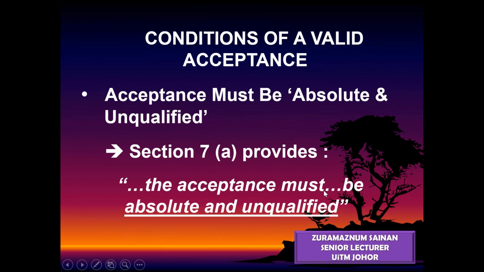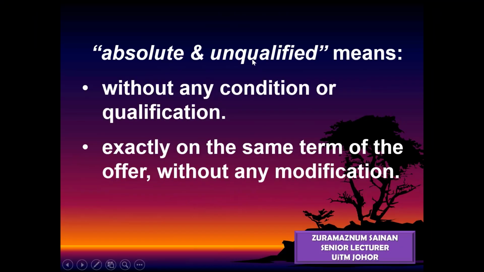What are the conditions of a valid acceptance? In order to make the contract binding, the acceptance must be valid. So what are the conditions to be fulfilled? The first condition is the acceptance must be absolute and unqualified. This is by virtue of Section 7A of the Contracts Act 1950. So what is the meaning of absolute and unqualified?